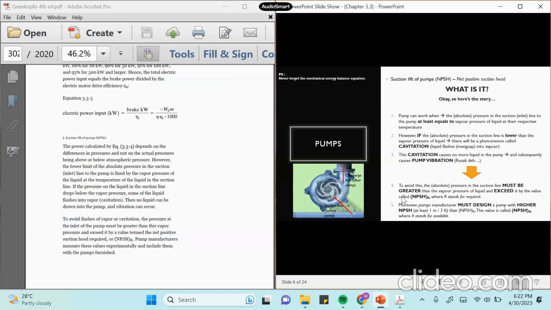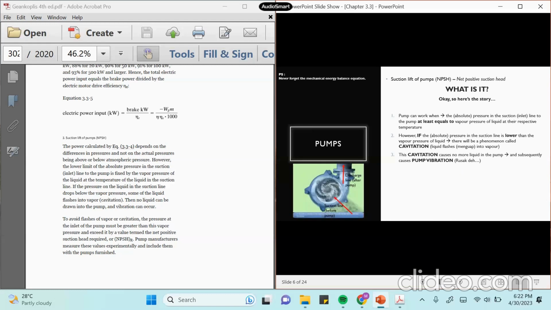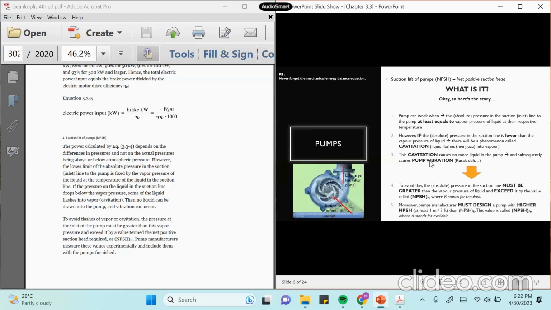Because there is nothing ideal in the world, right? So let's say I know the NPSHR is 10 meter. Okay, then I will design also 10 meter. But nothing is that ideal in the world, so sometimes it can have a fluctuation. It can go down below 10 meter. Then if it goes down below 10 meter, the pump is prone to cavitation and pump vibration.